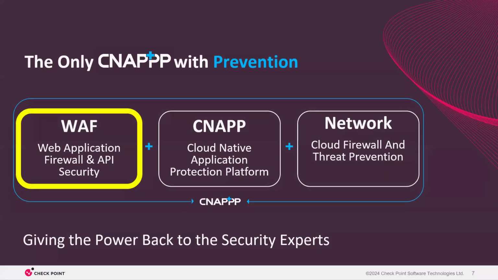And where the WAF fits into that, as you can see here, right, when you take our web application firewall, our cloud native application protection platform, CNAPP, and our network, our cloud firewalls and threat preventions, and you combine those together, right, you really get the best of breed, right? You're able to give the power back to you guys, right? Simplify your operational overhead and really streamline your security and layer it, right, to get that prevention first.